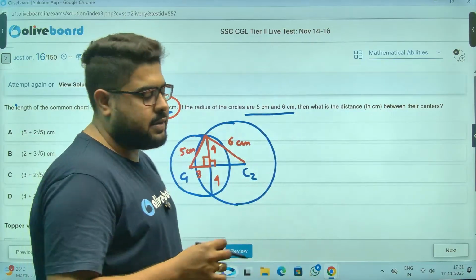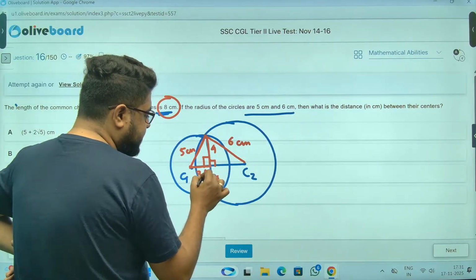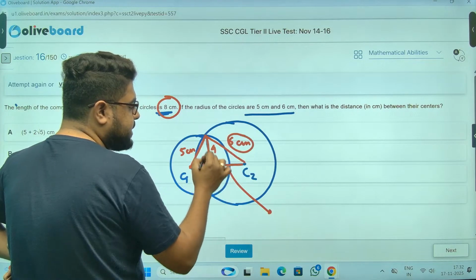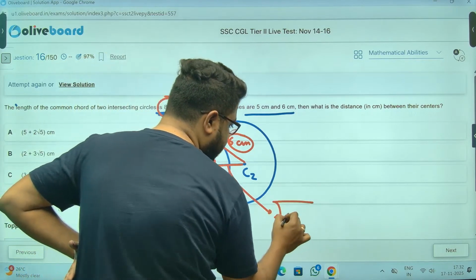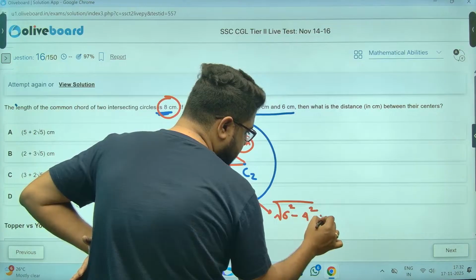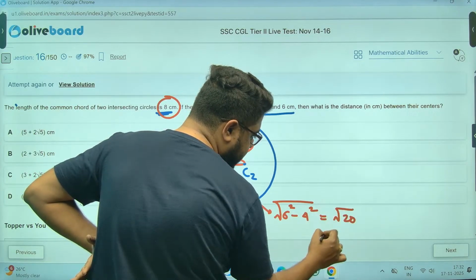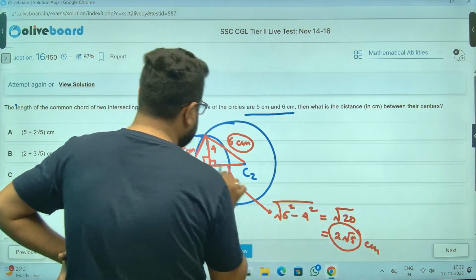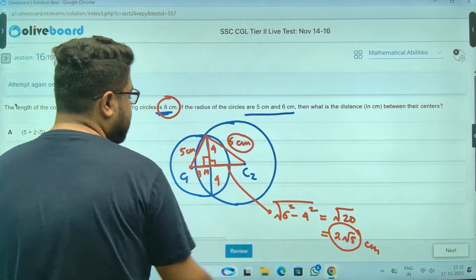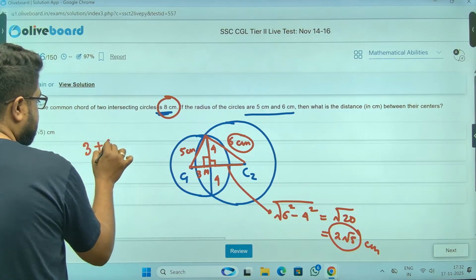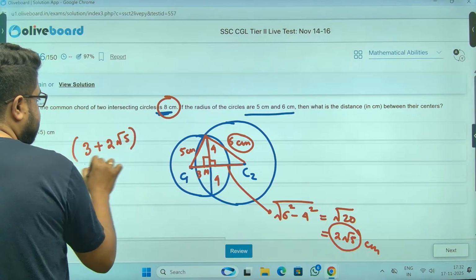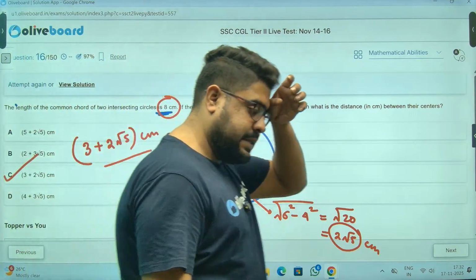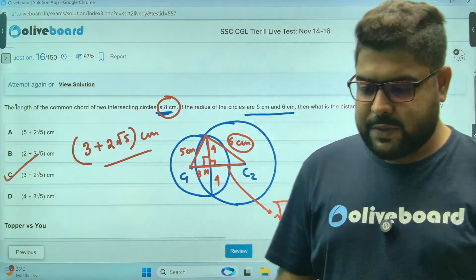Now again, if I say this is point M, so C2M will be how much? Sir, I know this side is 4. So it will be root over of 6 square minus 4 square. 36 minus 16, so root 20. 20 means 2 root 5. So the distance will be 3 centimeters here and 2 root 5. So 3 plus 2 root 5 centimeter. That is the distance between the two centers. Option number C, sir, as you guys can see.